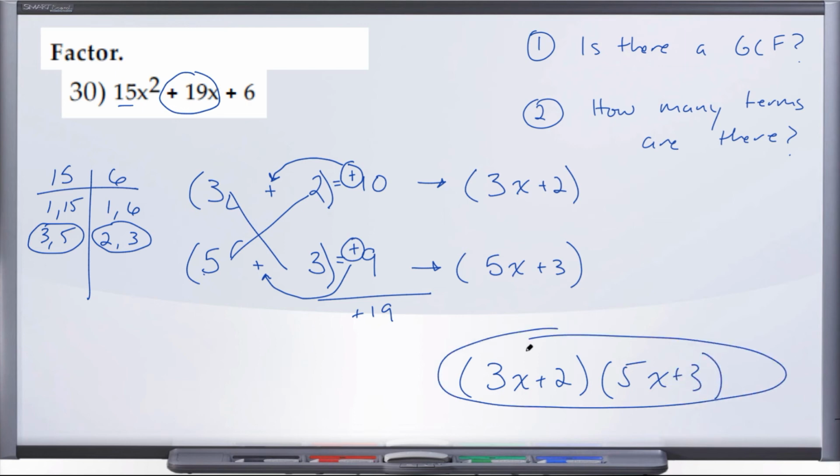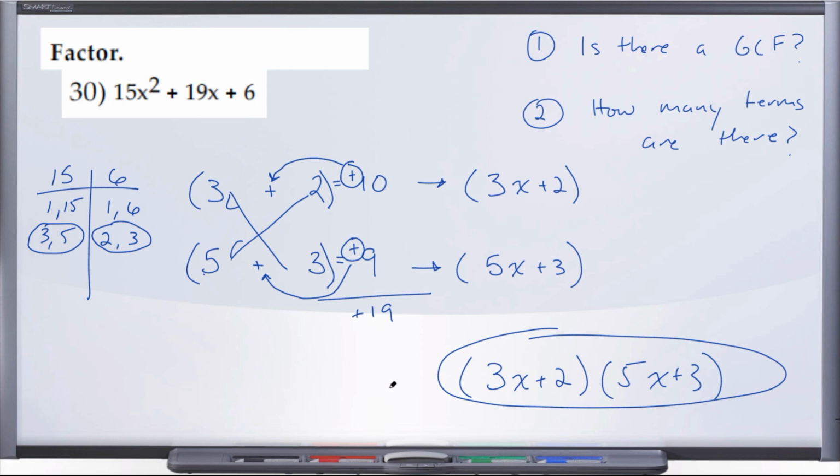On a test, you can check yourself. You can FOIL these binomials together, and you should end up with the original trinomial that we started with. If you were to FOIL these things together and you don't get the original trinomial, then you know something went wrong. These are not the correct factors. But if you were to FOIL these together, you would end up back where we started. So there's number 30. We used the scissors method.